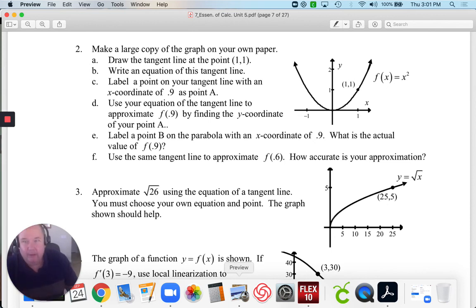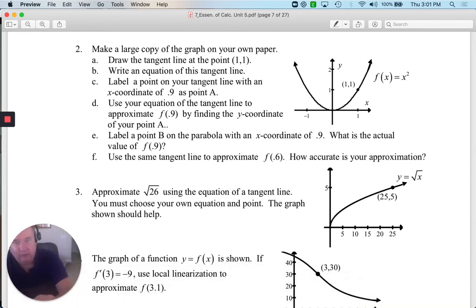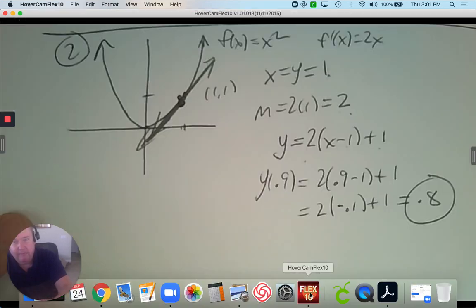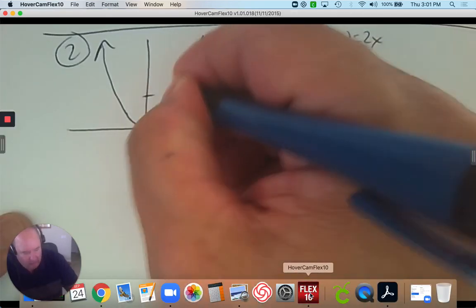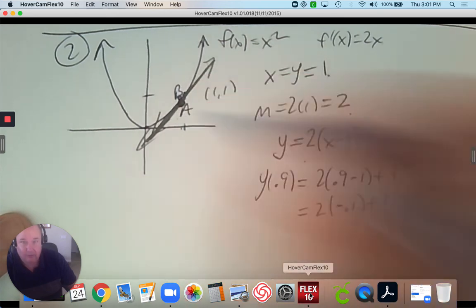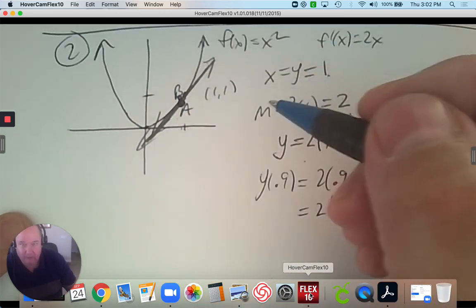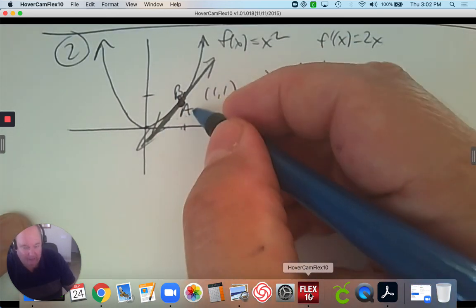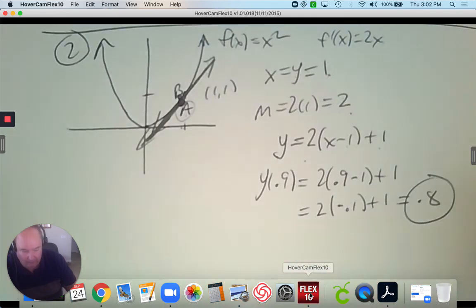And then part E says, label a point B on the parabola with an x. What is the actual value of it? So like on the parabola at 0.9, it's actually above it just a little bit. It's hard to tell because you have to draw it super big. But if you label one A and one B, notice B is going to be a little bit above A for that tangent line. So that means A would be an underestimate because it's a little bit below B.